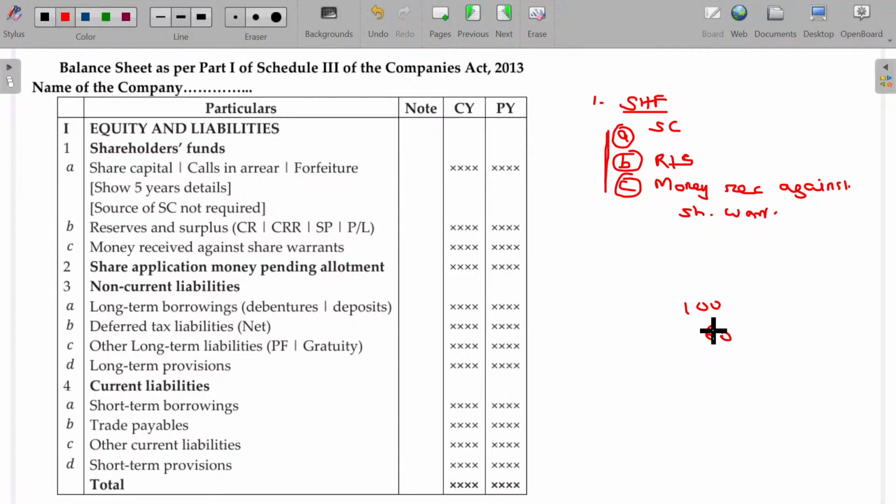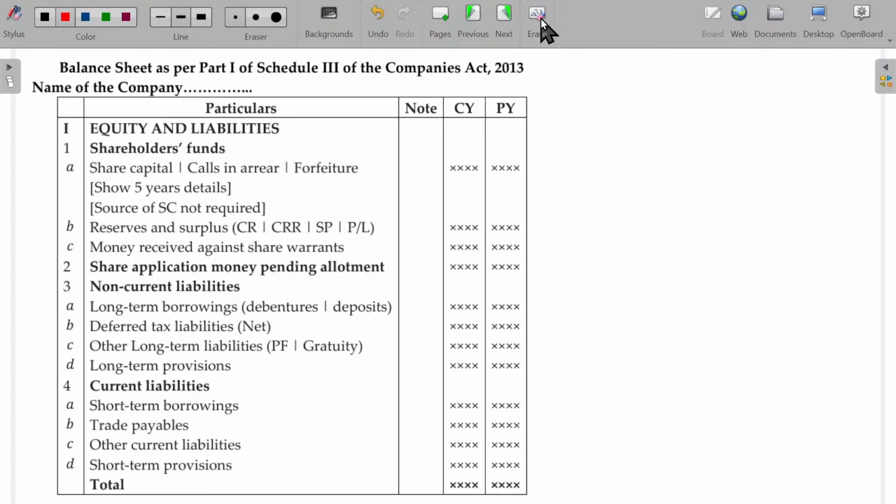That payment will not be considered as share capital. The moment it is allotted as share capital, it will be part of share capital. Until that period, it will be a separate line item under shareholders funds: money received against share warrants. Hope you will now be able to understand.